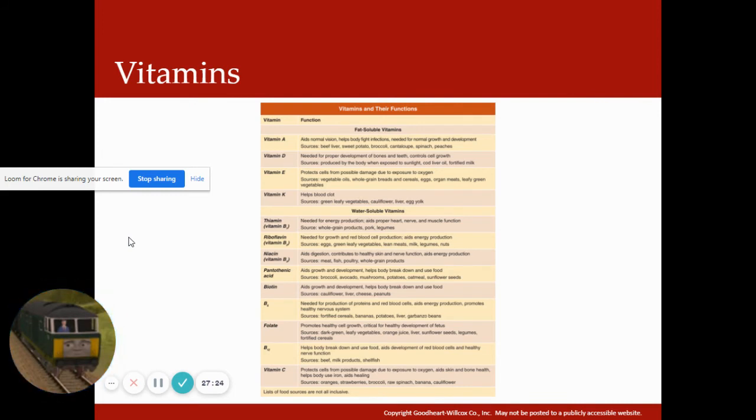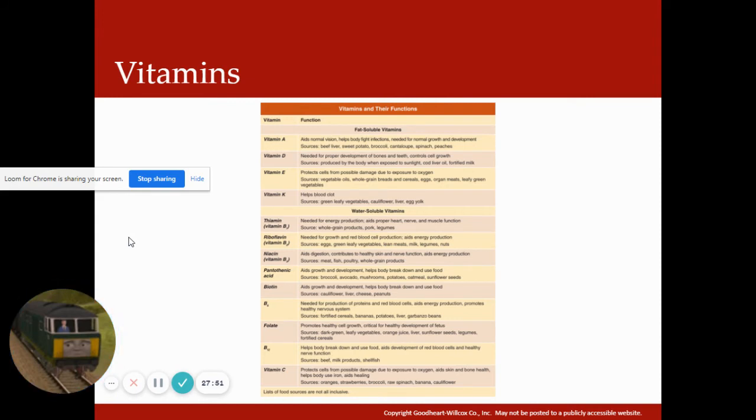fortified milk. Vitamin E protects cells from possible damage due to exposure to oxygen. Sources: vegetable oils, whole grain breads and cereals, eggs, organ meats, leafy green vegetables. Vitamin K helps blood clot. Sources: green leafy vegetables, cauliflower, liver, and egg yolk.